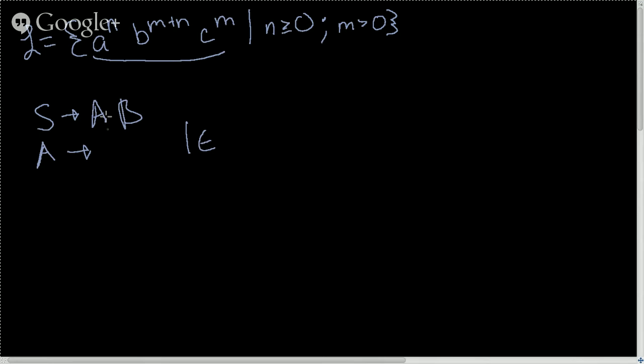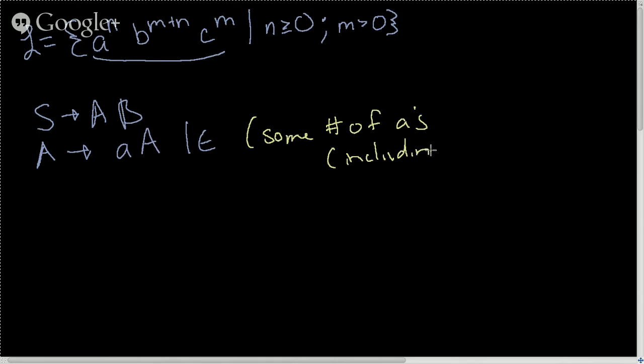Another possibility for A is any number of A's. We don't really care, and the best way to do that is just have A go to AA, which means that we can have A's followed by A's followed by A's. And then when we're tired of the A's and want to end them, we can just have epsilon. We don't even need all of this space, but I will use it. So A can go to AA or epsilon. That just gives us some number of A's, and I will write that as a side note over here: some number of A's including 0.